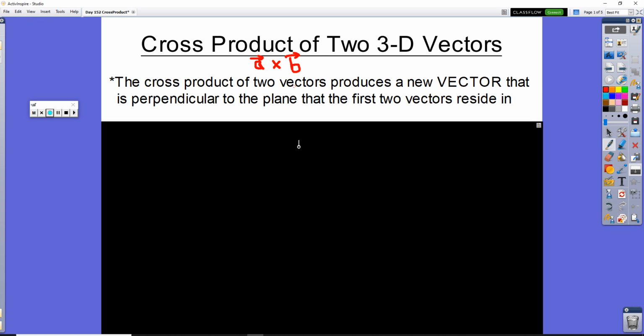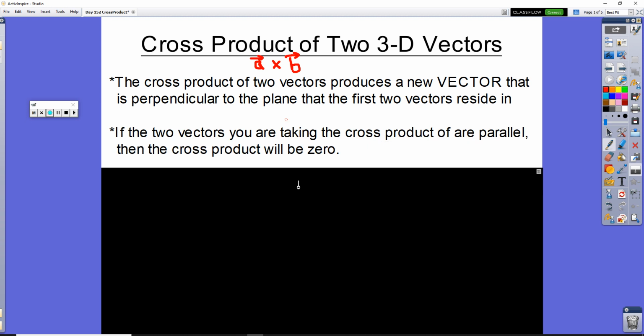So the cross product of two vectors produces a completely new vector. And what's special about this new vector that you create whenever you're doing a cross product is it's perpendicular to the plane that contains the first two vectors. This kind of multiplication is extremely important when you're talking about physics and electromagnetic fields. The electric field and the magnetic field are always perpendicular to each other. So this is one of the things that really helps with understanding electromagnetic waves.